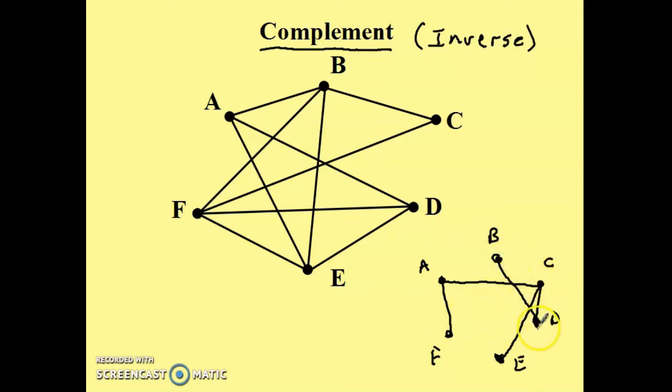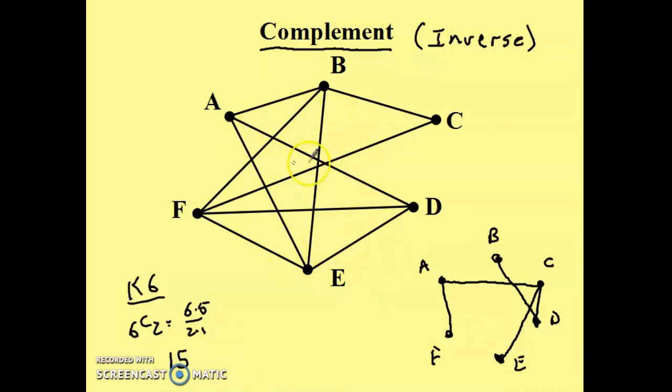C goes to F, so I don't need that. D goes to E, D goes to F, so that's good. And E already goes to F. So those are the 1, 2, 3, 4, 5 edges that I would need to make a complete graph. So this is 6. So a K6 needs 6 choose 2, 6 times 5 divided by 2 times 1, or 30 divided by 2. So I need 15 edges.